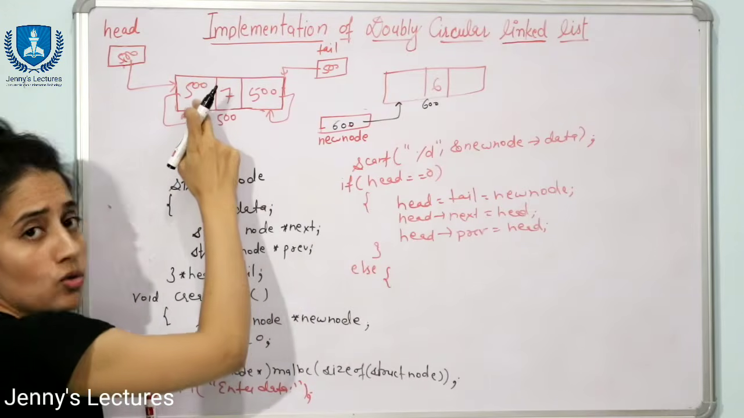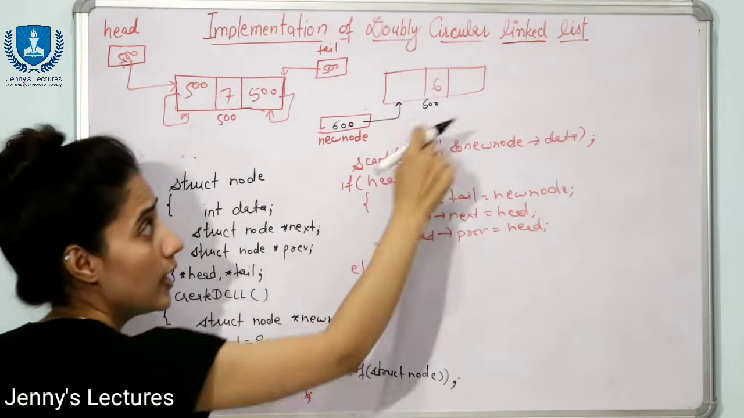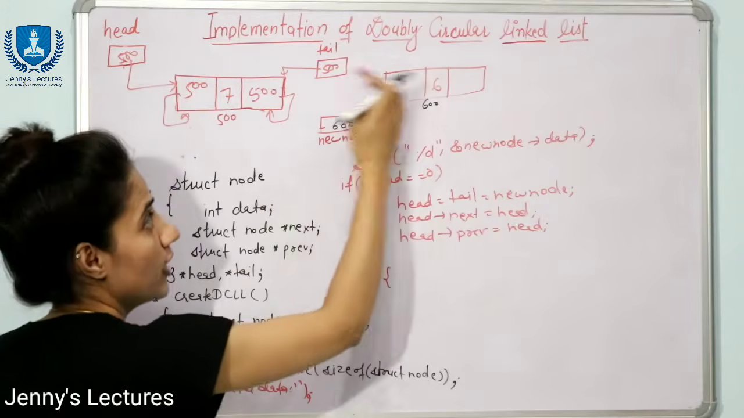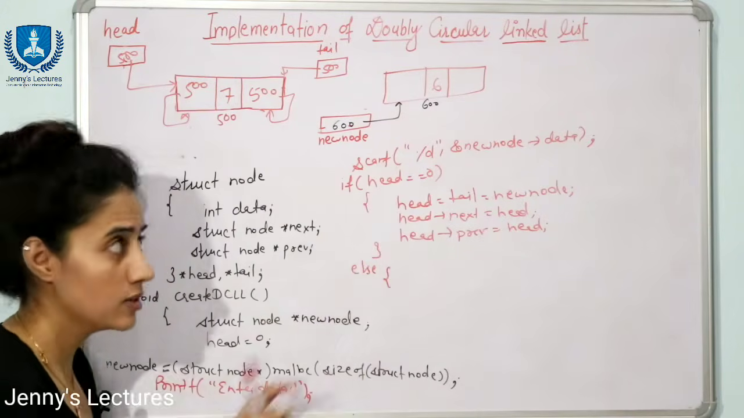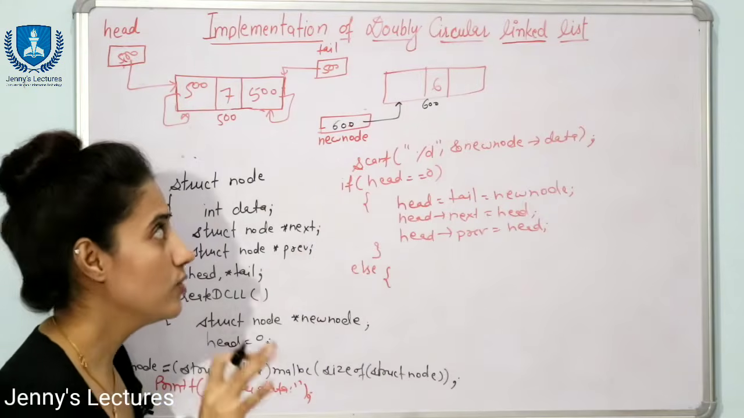Plus you need to update this thing also, because the previous pointer of the first node would contain the address of the last node, that is here you will store 600. Plus fifth thing is, now tail would point to this node because this is now the last node, right? So now how will you write down that thing?